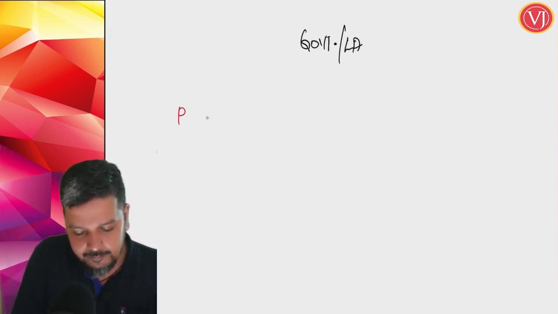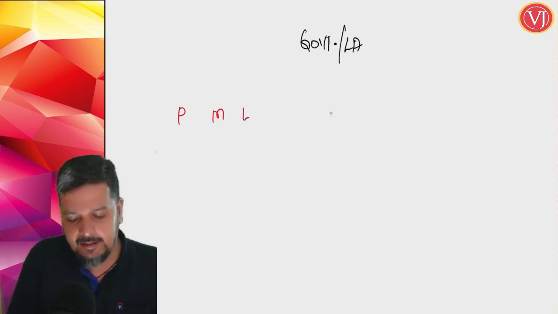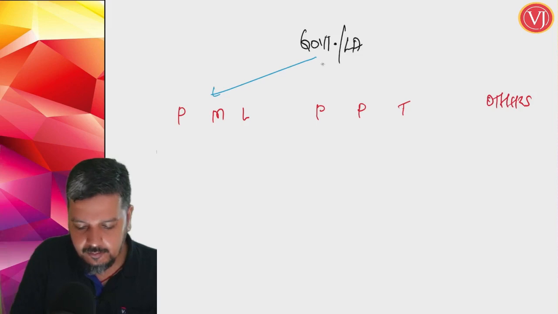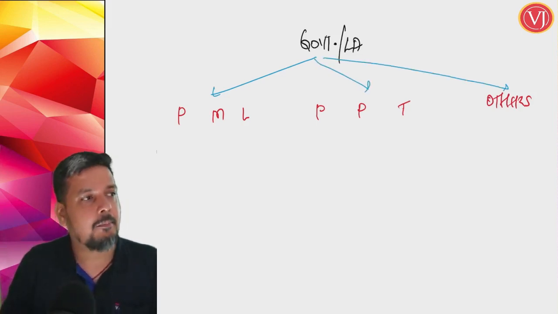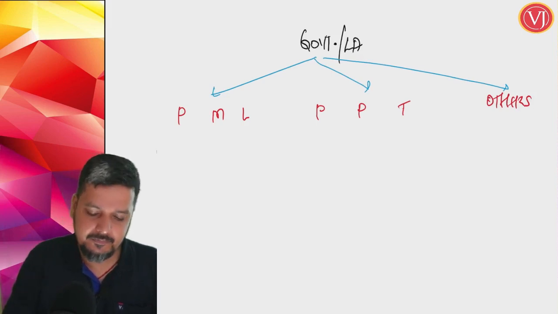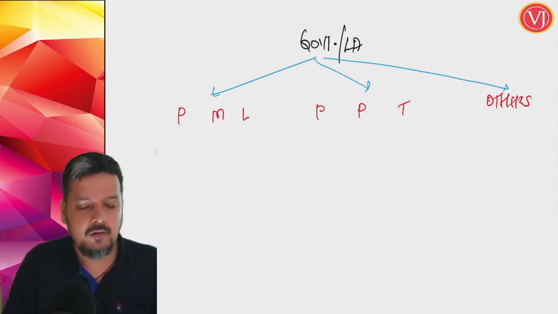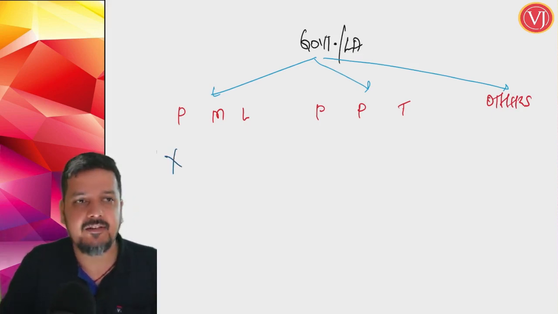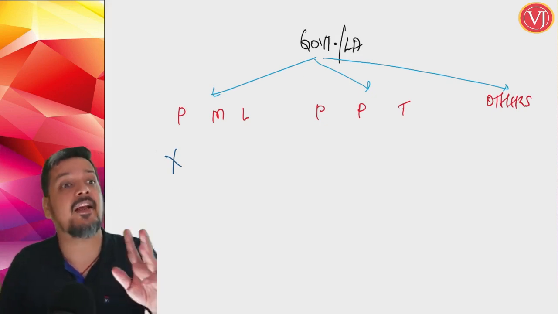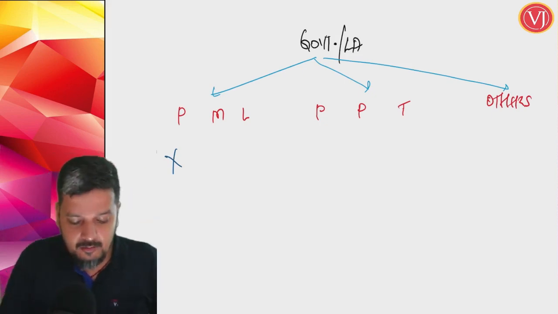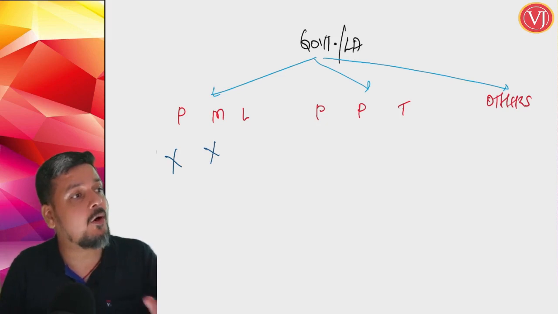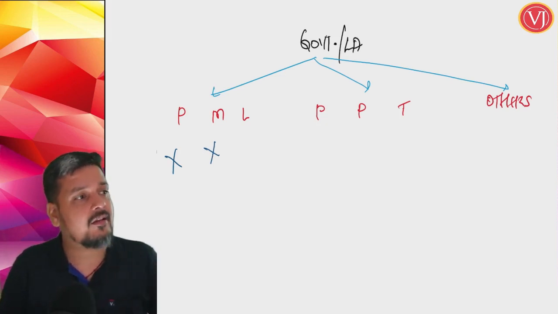If services by government, PML and PPT, others. PML, PPT, others. Panchayat related services, article 243G, not at all supply. Forget about exempt or taxable. It is not at all supply. Municipality related services, article 243W, not at all supply. Forget about exempt or taxable. It is not at all supply.